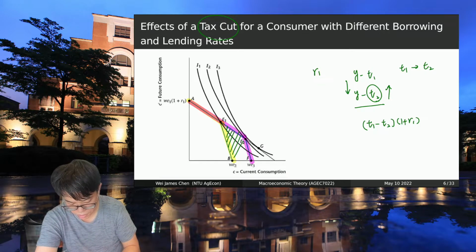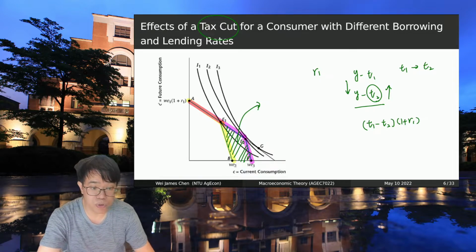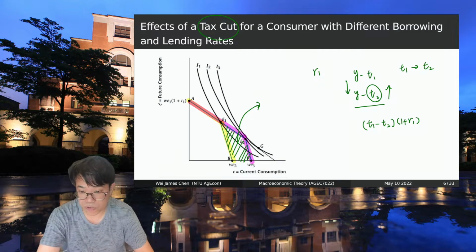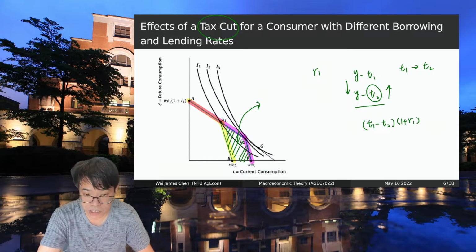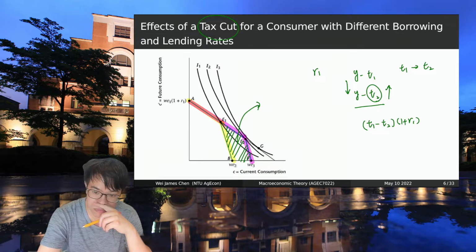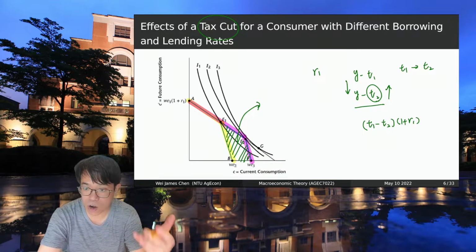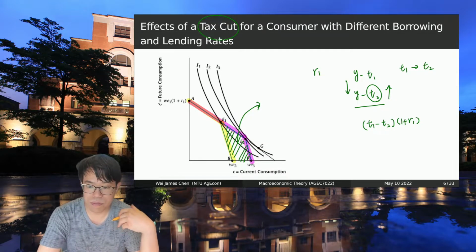This area is completely a new area that's being created. And this set is the part that wasn't feasible before the tax cut. And with this tax cut, this one is now feasible, right? It is now feasible.